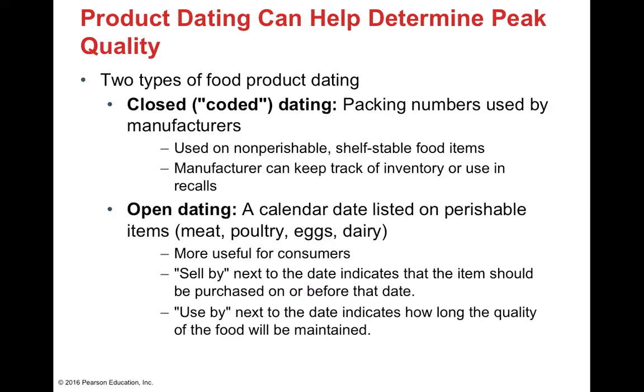All right. So we have two methods of food product dating. Some are going to have closed coded dating, which is information used by manufacturers. We can use these for recalls, etc. It allows manufacturers to keep track of inventory or use it for recalls. It's used on generally non-perishable, shelf-stable food items like canned goods. Now, on perishable items like meat, poultry, eggs, and dairy, we use what's called an open dating system, which is more helpful for the consumers, right?